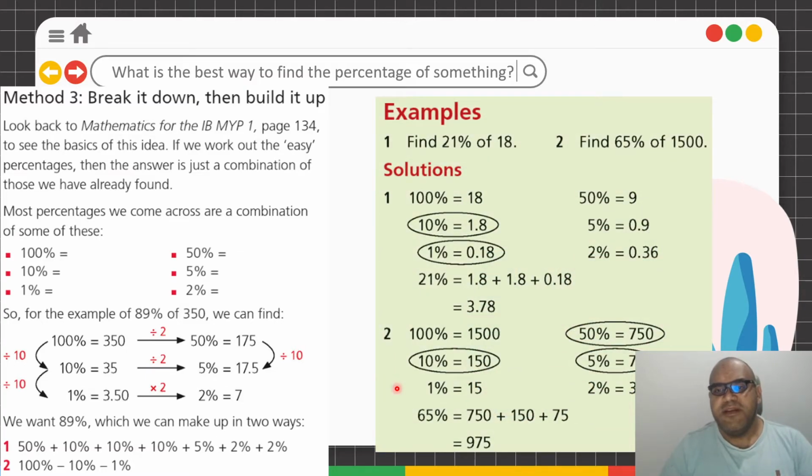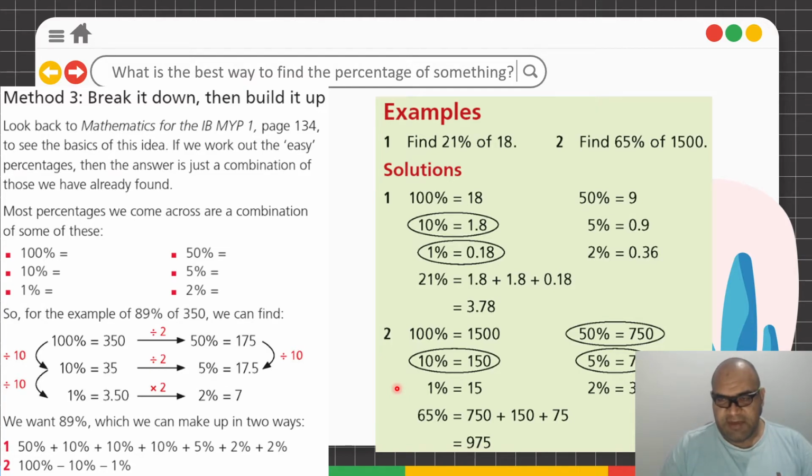One example here, with the same numbers we used before. Other example, find 21% of 18. 100% of 18 is 18, 50% is 9, 10% is 1.8, 5% is 0.9, 1% is 0.18, and 2% is 0.36. To figure out 21%, I need two 10% and one 1%. Then I have 1.8 plus another 1.8 plus 0.18. The result, 3.78. Very simple.